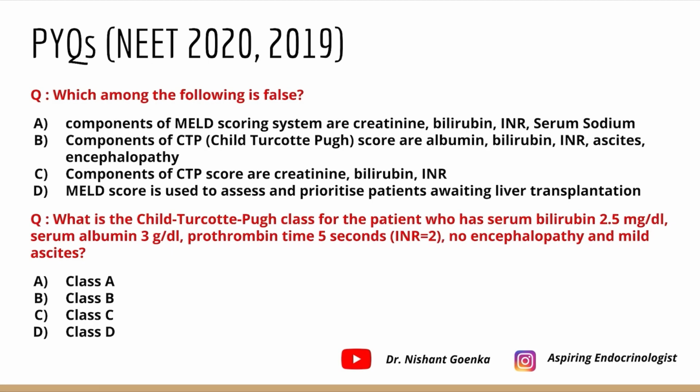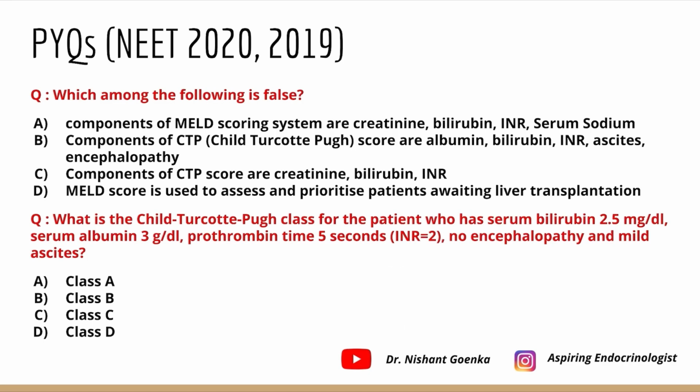And then the second question, what is the Child-Turcotte-Pugh class for the patient who has a serum bilirubin of 2.5 mg per dL, serum albumin of 3 gram per dL, and P time of 5 seconds, no encephalopathy, and mild ascites? So first we'll try to assign points to each parameter, and then we'll add it up and try to classify into which class they belong to. So first, the serum bilirubin is 2.5 mg per dL, that is between 2 to 3, so it gets a score of 2.